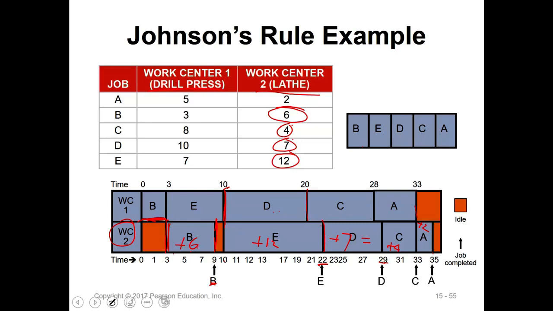And this example shows us that for work center 2, you cannot start from the 0 point. You have to wait for job B to finish at the previous machine and then start. And every time you finish a job, you have to see what's my next job.